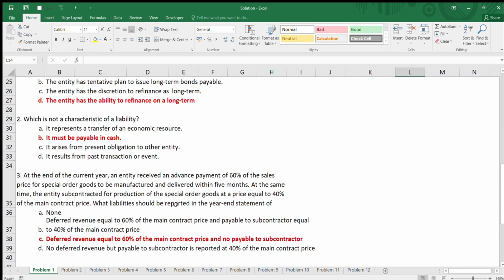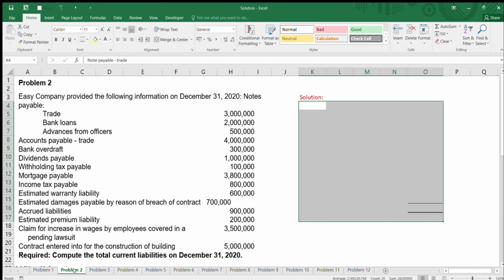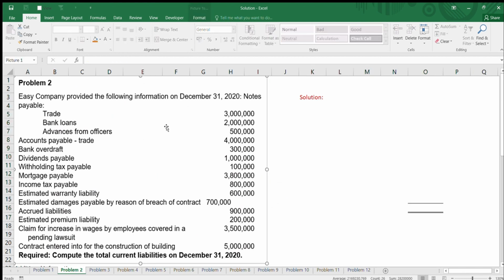Problem 2. Okay? So, EC Company provided the following information on December 31, 2020. So, again, mind that the date is December 31, 2020. First, notes payable trade, 3 million. So, again, if it is trade, within the normal operating cycle, then it is part of your current liabilities. Okay? So, it is included in current.